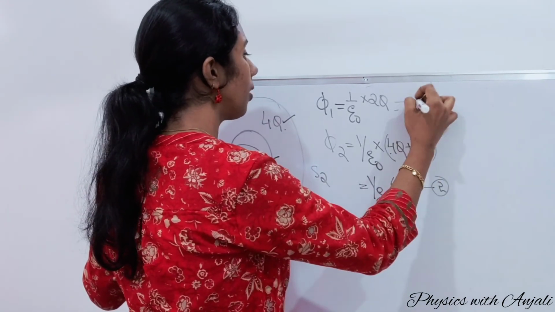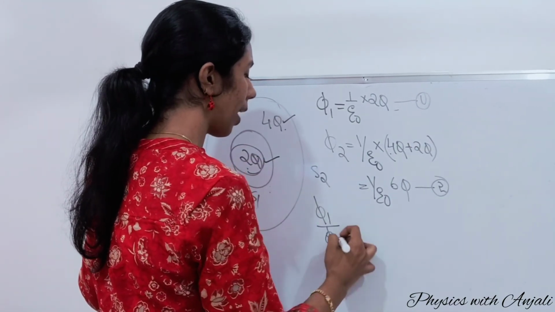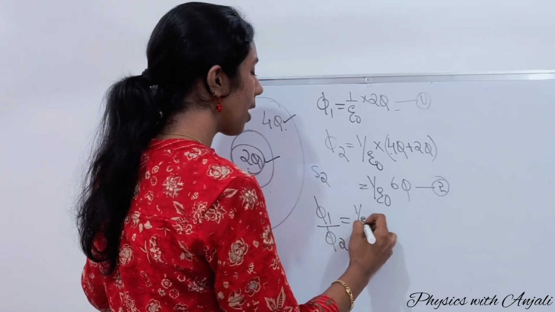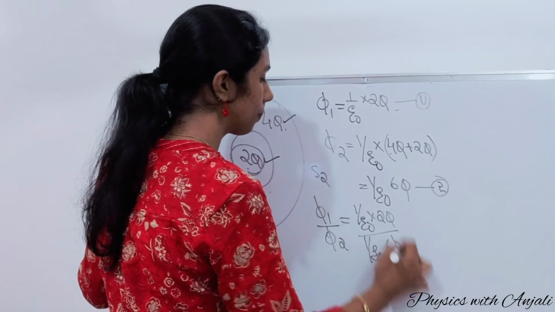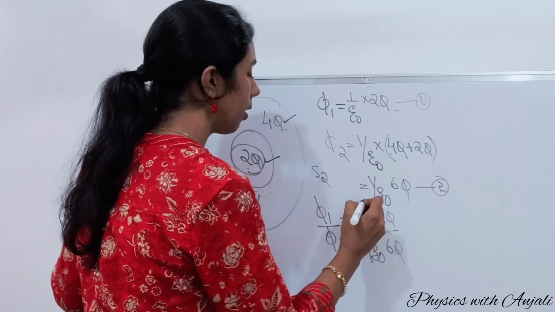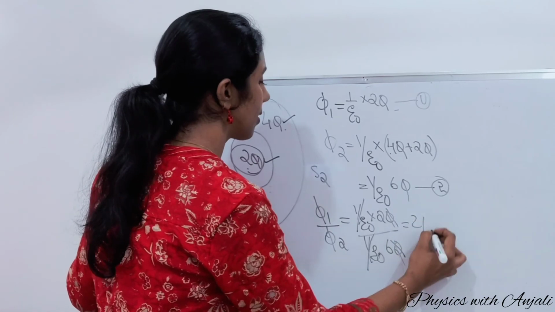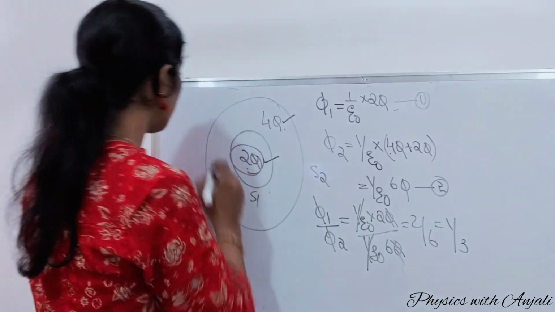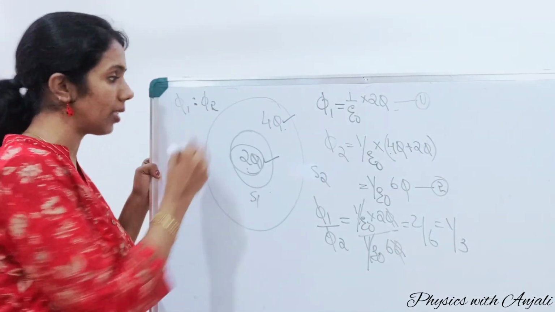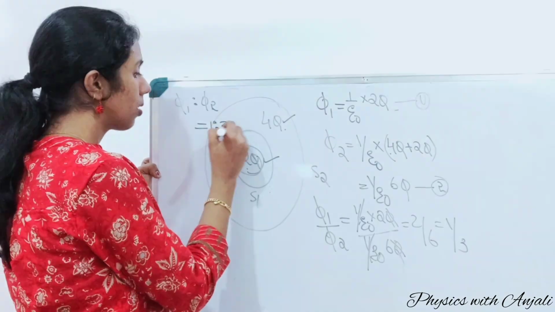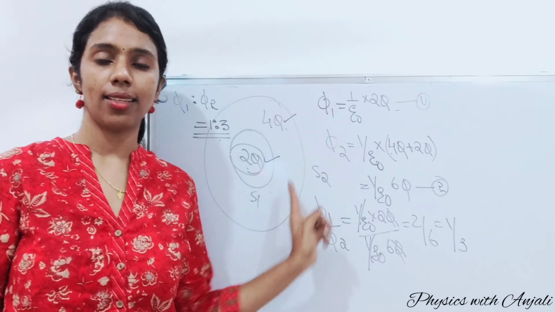Let this equation be 2 and phi 1 be equation 1. To find the ratio, we will divide 1 and 2. So, phi 1 by phi 2 is equal to 1 by epsilon 0 into 2Q divided by 1 by epsilon 0 into 6Q, where 1 by epsilon 0 is common, Q is common, so it is 2 by 6 or 1 by 3. So, phi 1 is to phi 2, the flux passing through S1 is to the flux passing through S2, is nothing but 1 is to 3. Thus we found the ratio of the flux passing through S1 and S2 in the case of this figure.